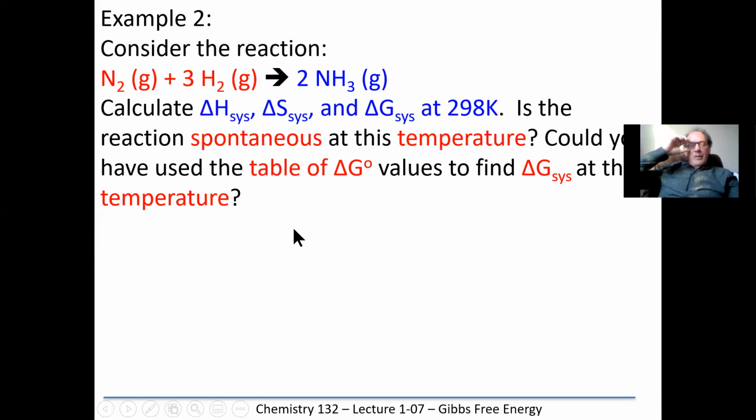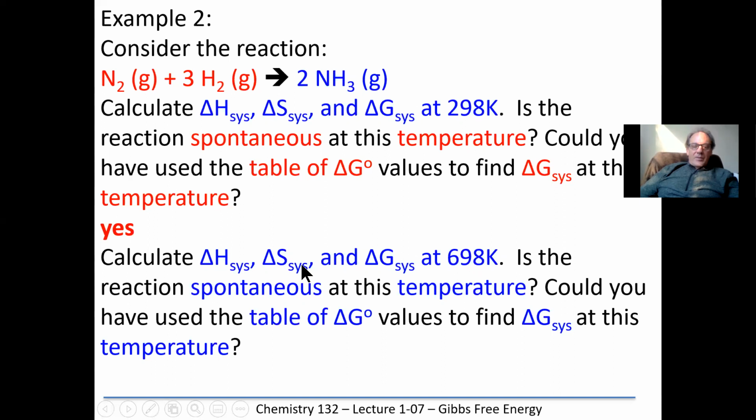Let's look at the reaction in detail. We're going to calculate delta H of the system, delta S of the system, and delta G of the system at 298. Is the reaction spontaneous at this temperature? We could have used the table for delta G values to find delta G of the system at this temperature. Could you? Well, it's at 298, so yes, you could. Now, if I wanted to calculate the same quantities at 698, could we use the delta G values in your textbook? Answer, of course, is no. Because that table is at 298 for delta G of the system.